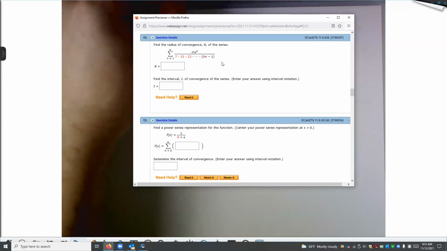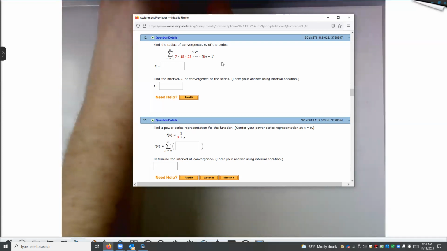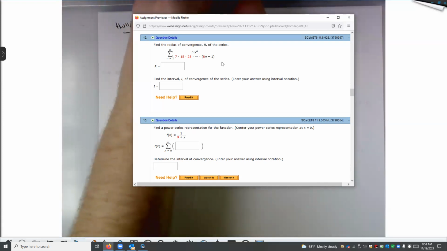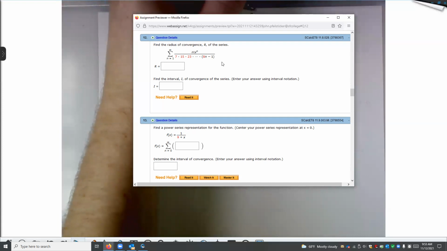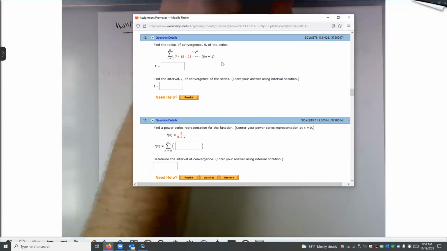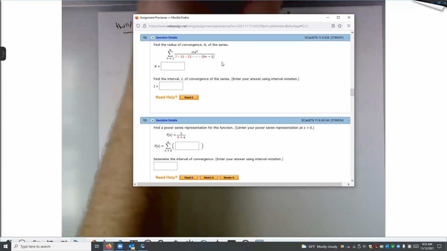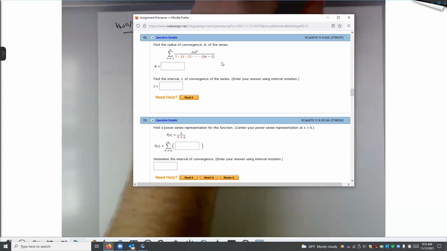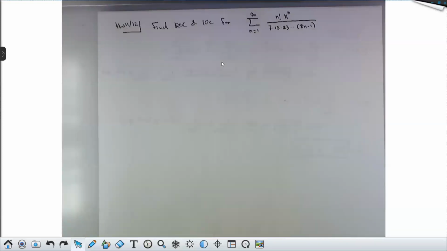Find the ROC and IOC for the power series sigma n from 1 to infinity, n factorial x to the n divided by this bizarro looking product, 7 times 15 times 23 all the way out to 8n minus 1. Just for fun, let's write out the first few terms of the series.